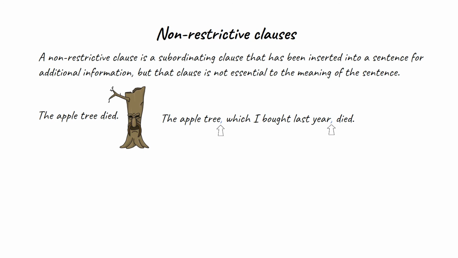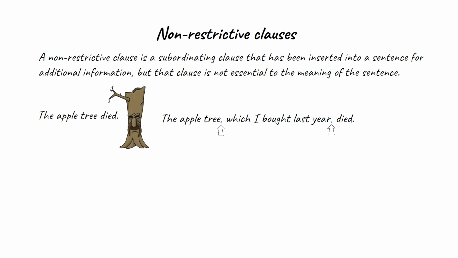The additional information, which I bought last year, is not essential to the meaning of the sentence, so a pair of commas to mark off this clause must be used. In other words, if you can delete the additional information without losing the meaning of the sentence, then this additional information is a non-restrictive clause and needs to be between commas.